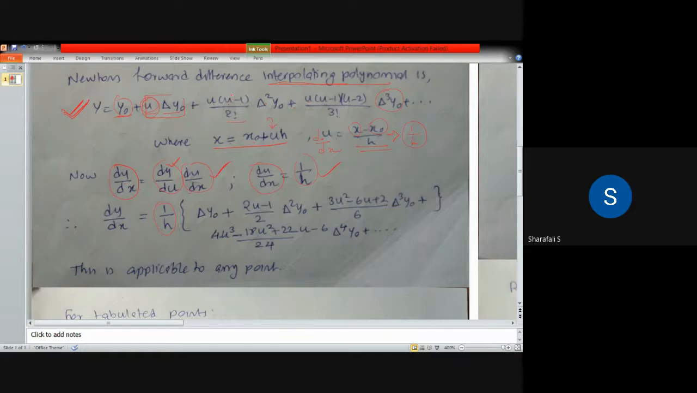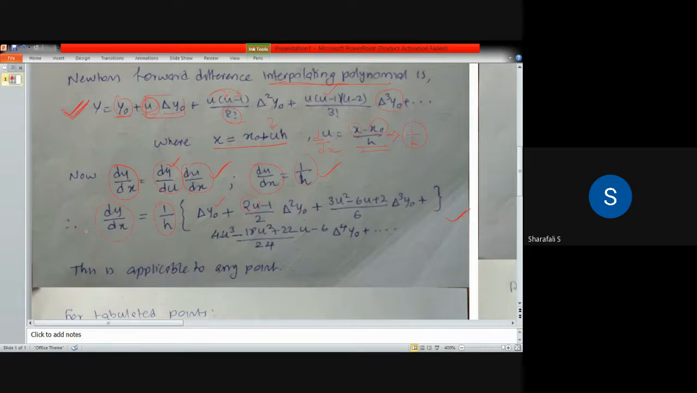And this third term, u into u, that is u square. If you differentiate that one, it will come 2u, minus 1. So minus 1 means this u had to be multiplied here, so it is minus u. If you differentiate that, it will come as minus 1 here, divided by 2 factorial, that is 2, into delta square y0. Similarly, if you differentiate this term and other terms, the fourth order term and all other terms, then you will get an equation like this for your dy by dx.